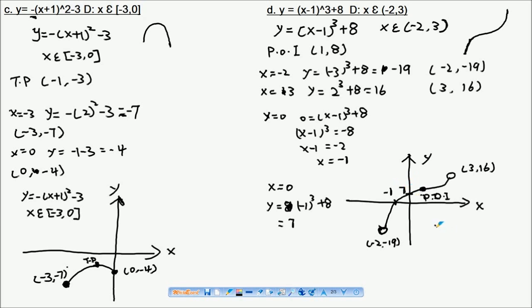Now we label the graph: y equals (x minus 1) cubed plus 8, and x belongs to the domain from minus 2 to 3 with open brackets. Okay.